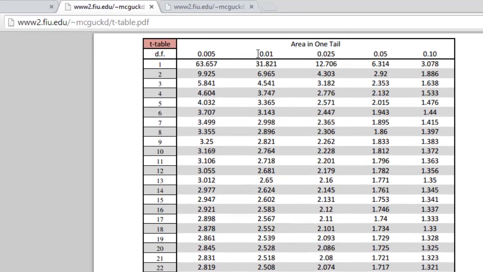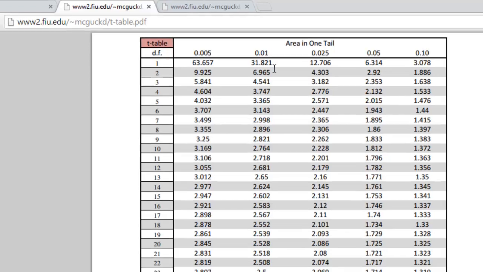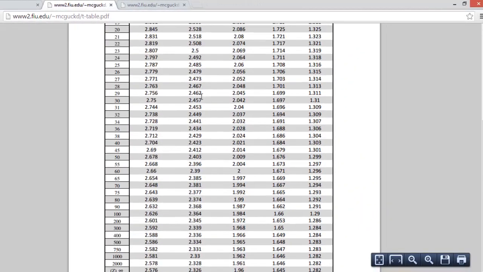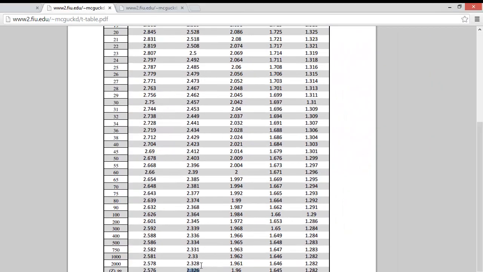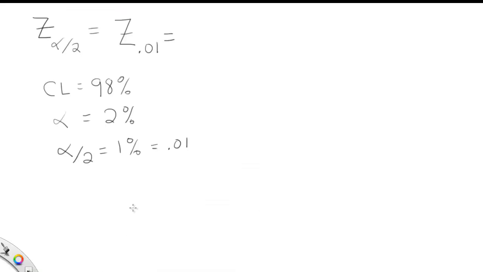So here's our t-table, and we're looking for area of 0.01 in one tail, and we're just going to scroll down in this column all the way to the bottom where we see that magic number 2.326, and so that is the number we are looking for, 2.326. And this problem is just that easy, actually. So 2.326.